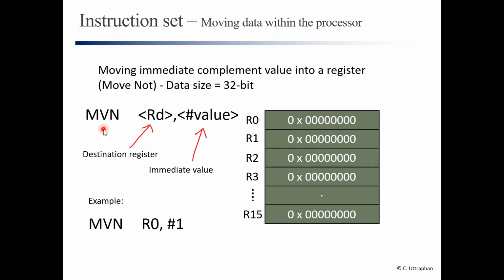The last move instruction will be MVN, or the move not. This instruction will move the complement value of the immediate value. For example, when we move not immediate value 1 into R0, we will have 7FE in R0. Note that this 7FE is the 32-bit first complement of number 1.